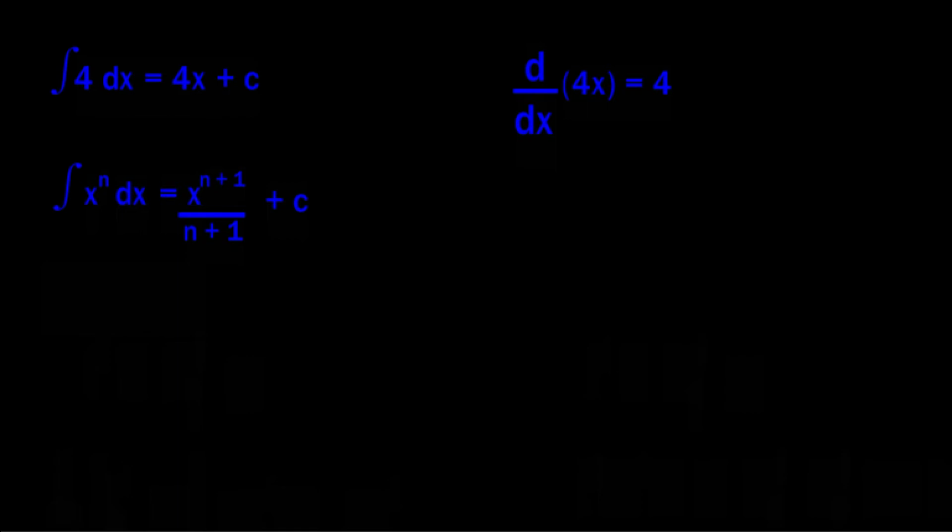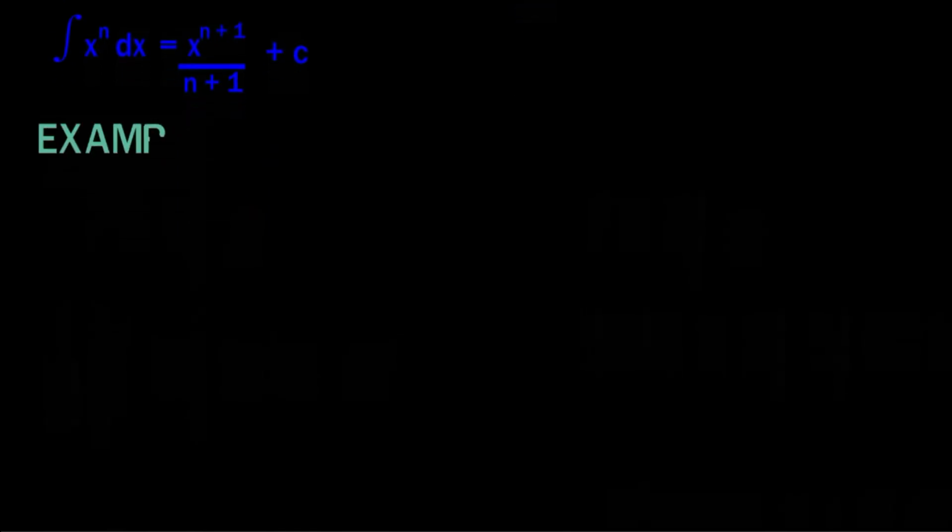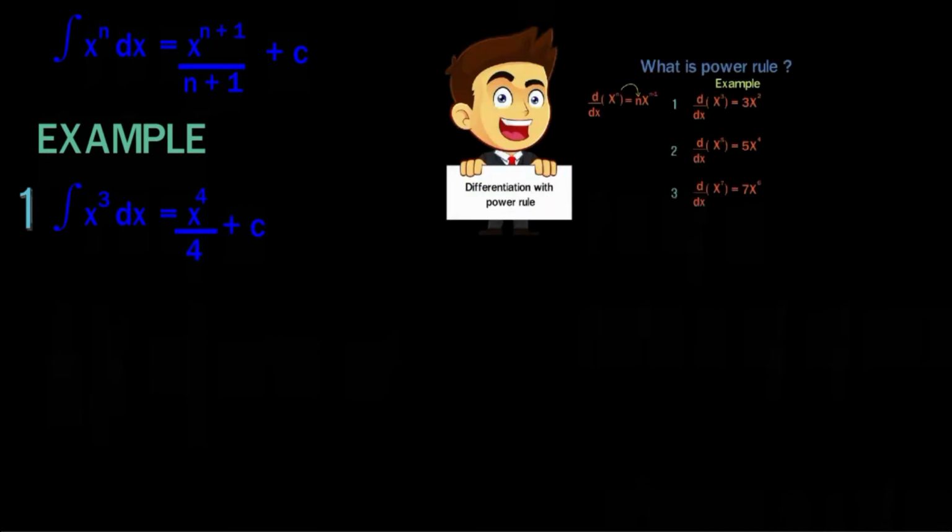So we have some examples here. Let's say we have x to the power of 3. What do we get? We will get x to the power of 3 plus 1, which is 4, over 4, plus c. If you want to learn more about differentiation, you can check out my other videos.